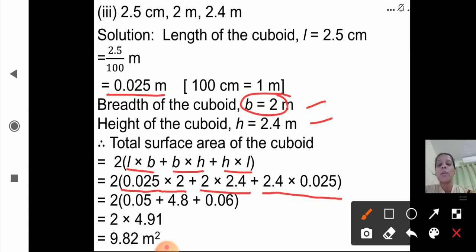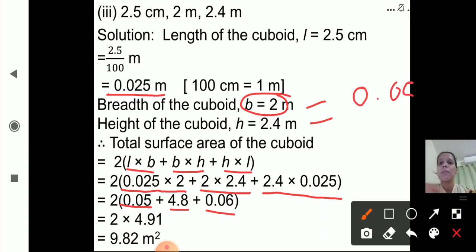Okay. Now do the multiplication. 0.025 multiplied by 2 is 0.050, or you can write down 0.05, plus 2 into 2.4, that is 4.8. 2.4 multiplied by 0.025 is 0.06. Okay, you will do all this multiplication in your notebook, right? So 2.4 multiplied by 0.025 is 0.06. 2 multiplied by 2.4 is 4.8, and 0.025 multiplied by 2 is 0.05. Okay, now we'll add all these three.